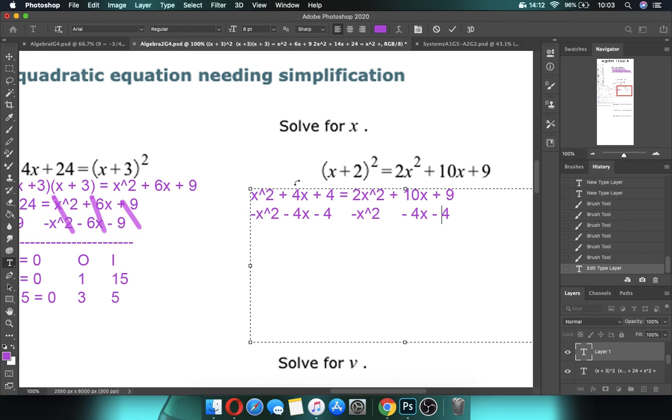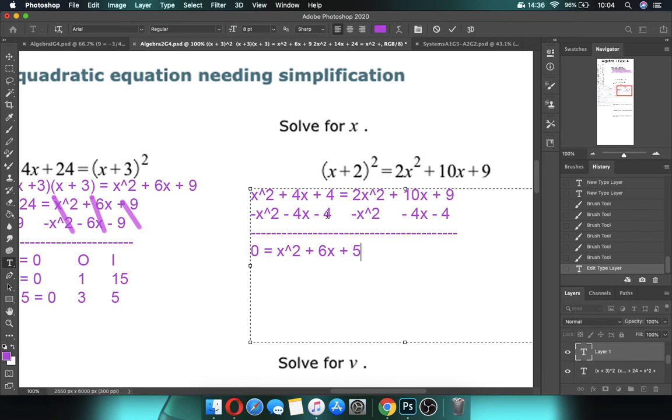All right. So when we add that out, all of the left side of the equation cancels. X minus x squared cancels. 4 minus 4 cancels. You're left with your precious 0. 2x squared minus x squared is just x squared. 10 minus 4 is 6x. And then 9 minus 4 is 5.